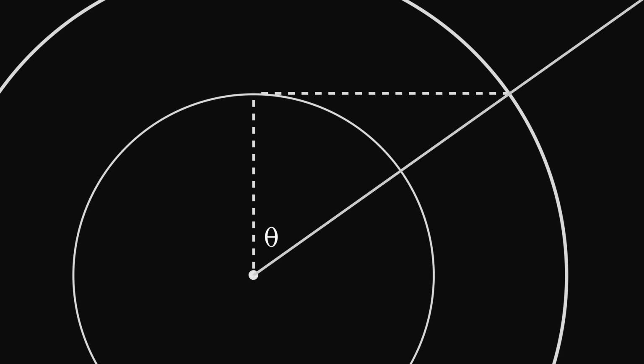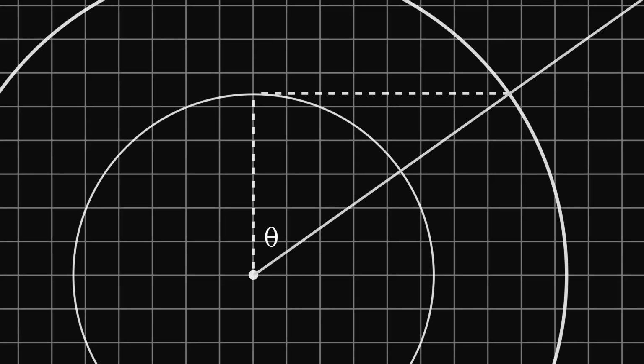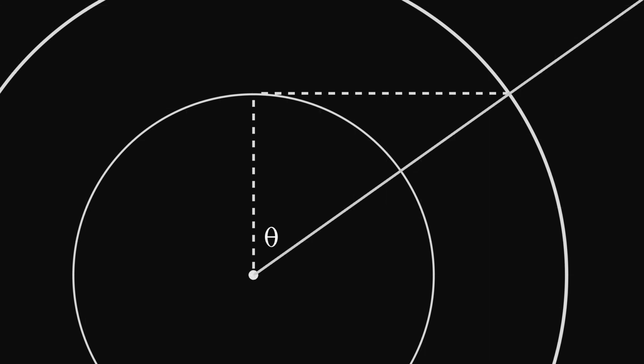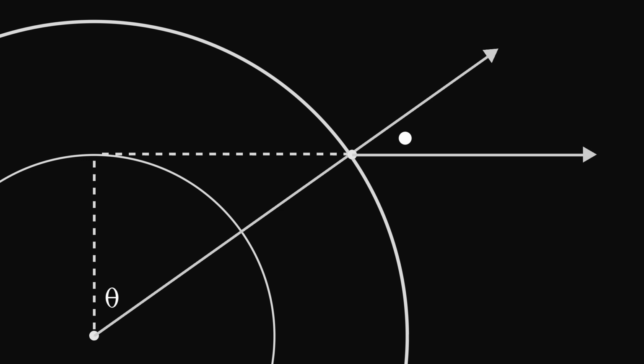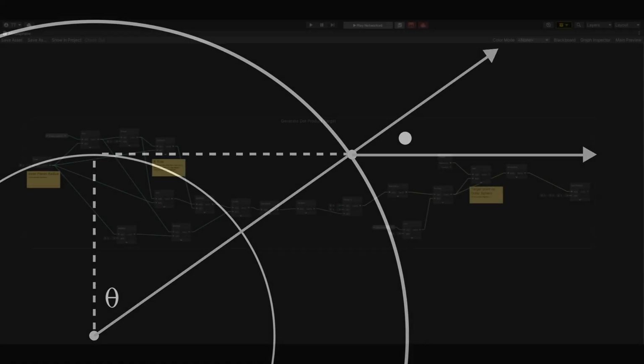If we consider this whole diagram to be on a coordinate grid, then we can think of the direction of the hypotenuse as its slope, which we can get by taking the tangent of theta. That gives us the vector of the hypotenuse. All that's left is to get the dot product between that vector and the horizontal vector, and that will give us the threshold value we need.